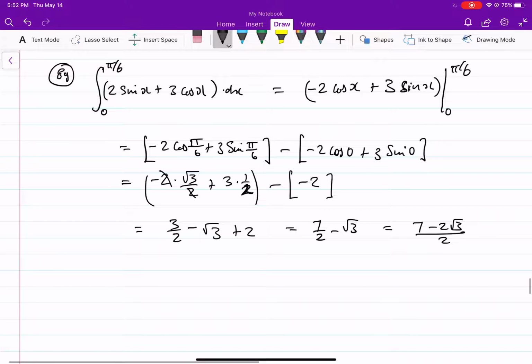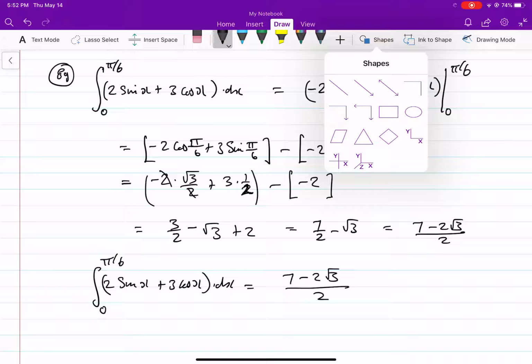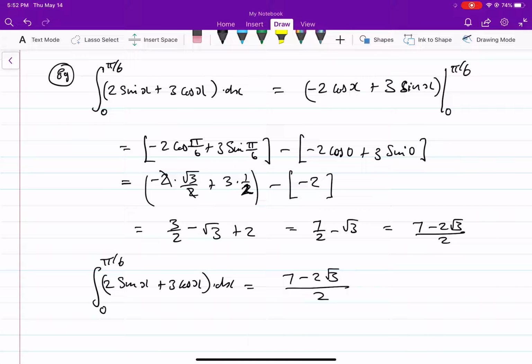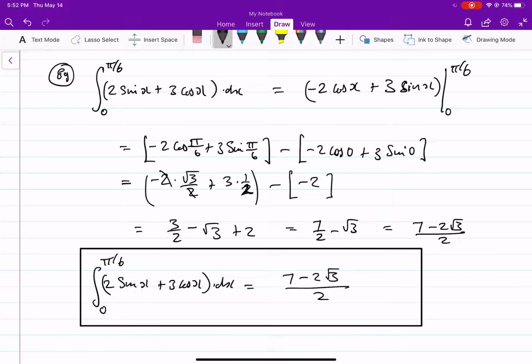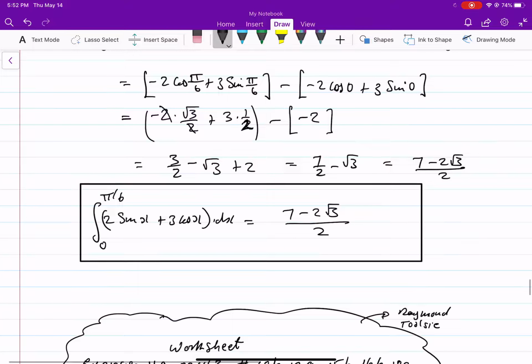So, summarizing, integral between 0 and pi upon 6 of 2 sin x plus 3 cos x dx is equal to 7 minus 2 root 3 upon 2. There is no plus c when you do the definite integral. You simply evaluate the function between the given limits. There. And that's that application. Finding definite integrals.